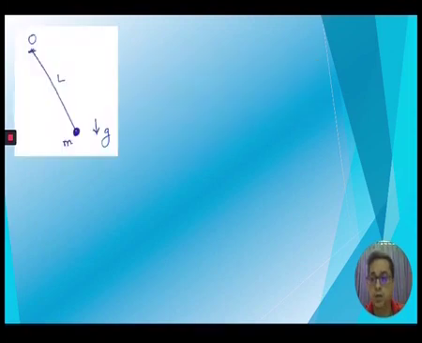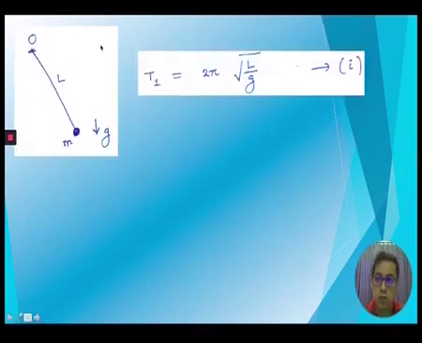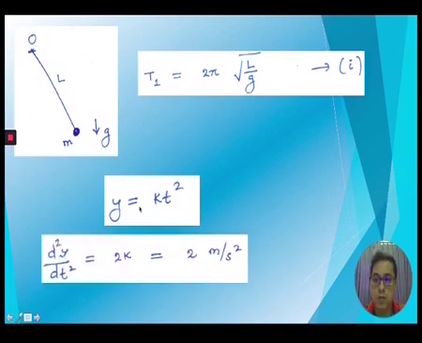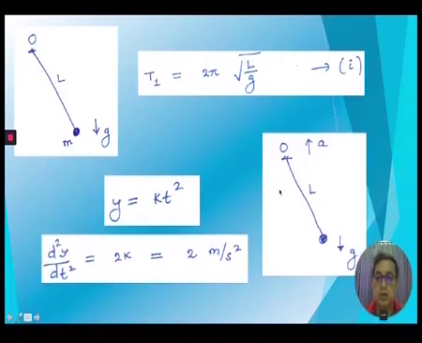So this is the situation you have originally, right? Now this point of suspension O is moving upward. Okay, time period is given. This is the situation, this is the time period. Now the point of suspension moves in the upward direction according to this relation, y = kt², and acceleration is here 2 meters per second squared. So this is the situation you have. Now if you go into the frame of reference of this point of suspension, then it's very easy to solve this problem by applying the concept of pseudo force.